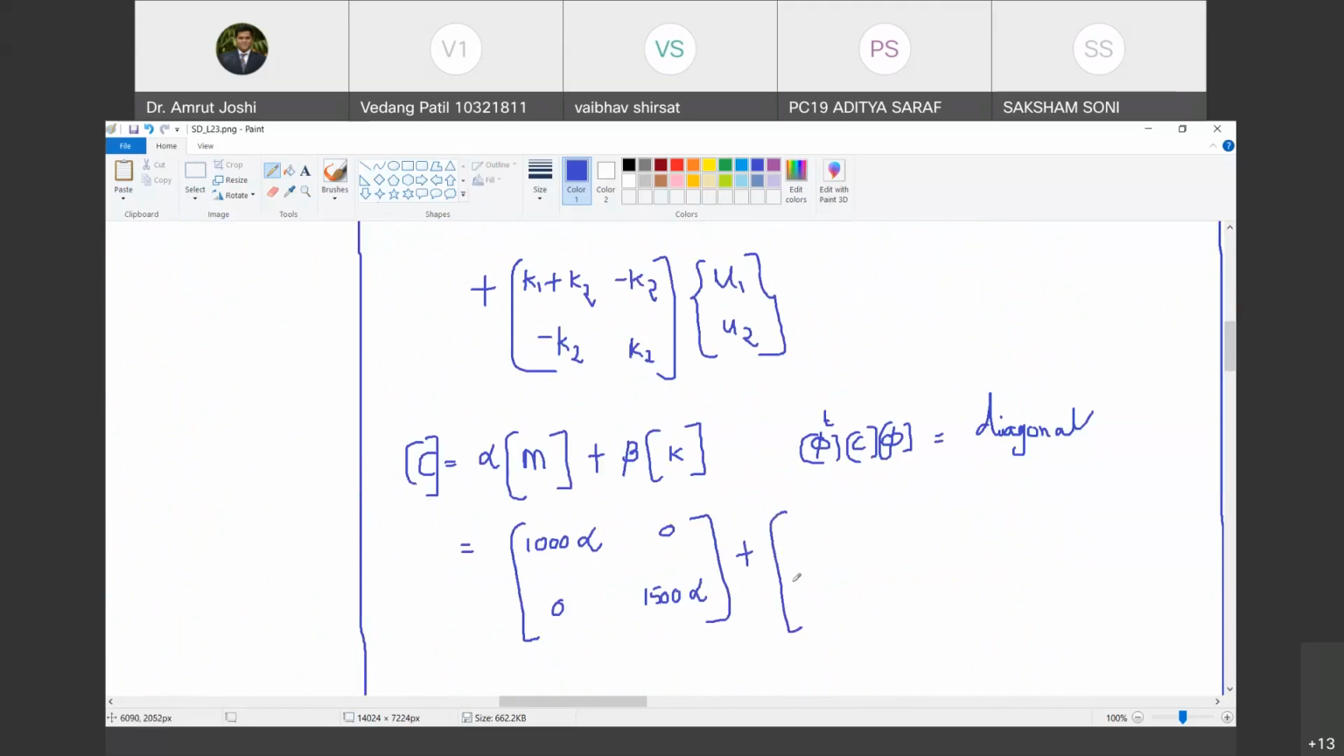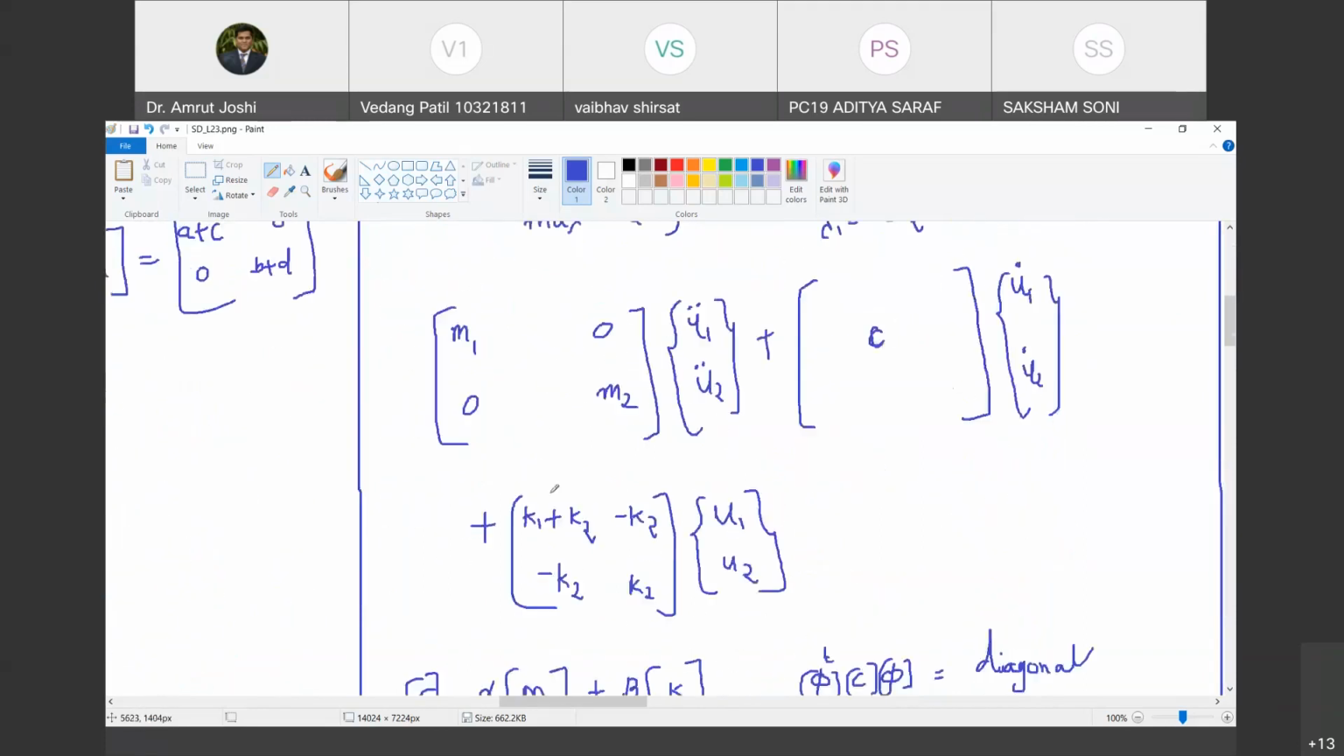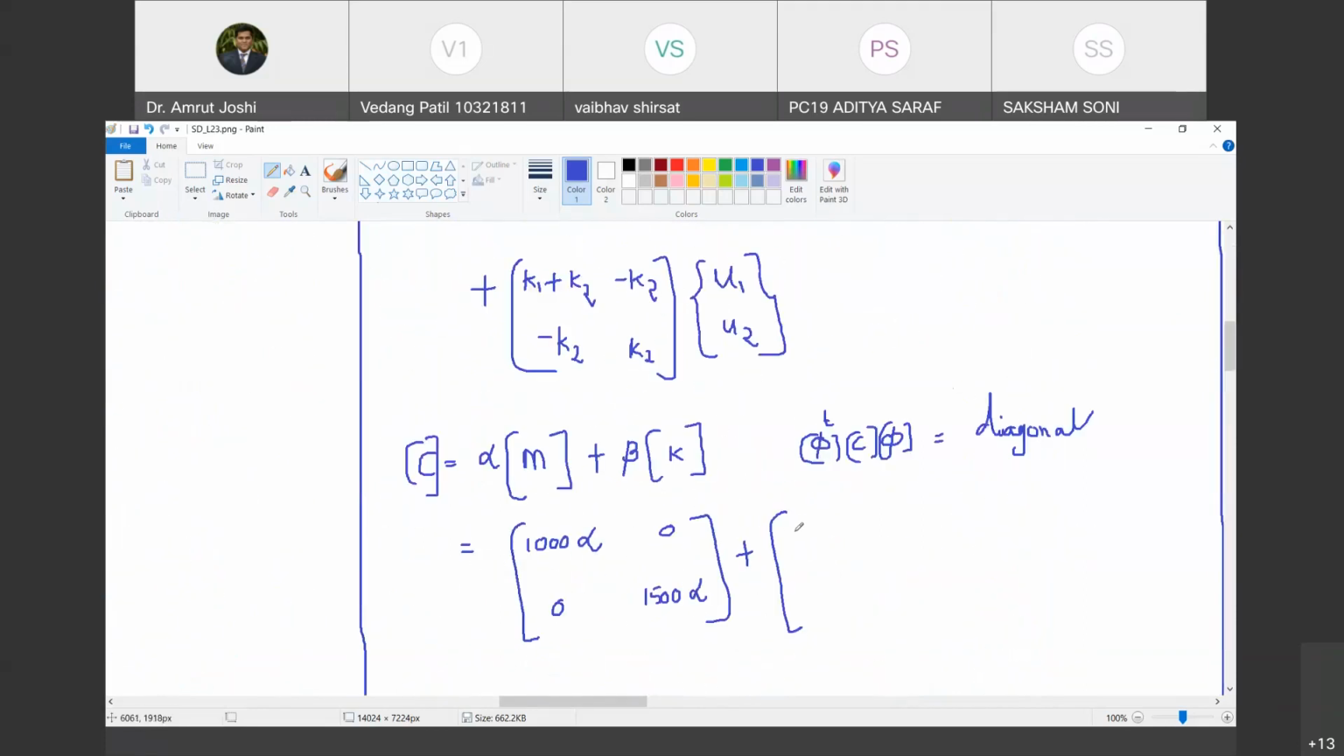So what is the K matrix? Chalo. This is 10,000, 8,000. So K1 plus K2 means 18,000. So it is going to be 18,000 times beta. Agreed? Yes, sir. Minus 8,000 times beta. Then minus 8,000 times beta. Happy? Yes, sir. And then K2, so it is 8,000 beta. Yes, sir. Very good.